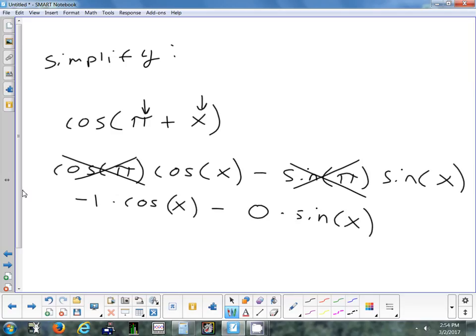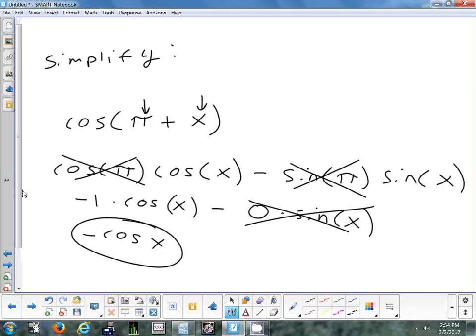And what's negative 1 times cosine? Negative cosine minus, what's 0 times sine? 0. So this actually just cancels out. So the whole thing simplifies to negative cosine.